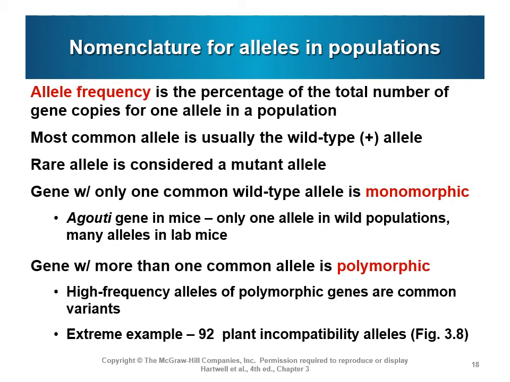Second, monomorphic gene: a gene with only one common wild-type allele. An example is the agouti gene. It is a gene that controls the distribution of the natural pigment melanin in the hair of mammals and helps determine their coat color patterns. Third, polymorphic gene: a gene with more than one common allele. High-frequency alleles of polymorphic genes are common variants. An extreme example is 92 plant incompatibility alleles.